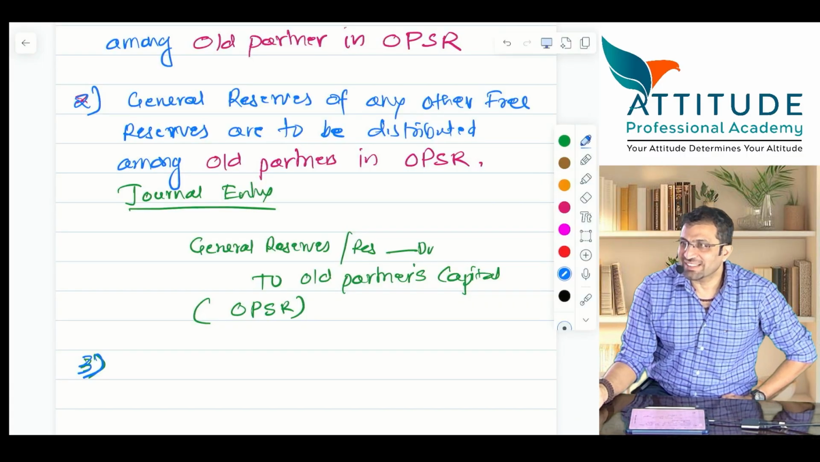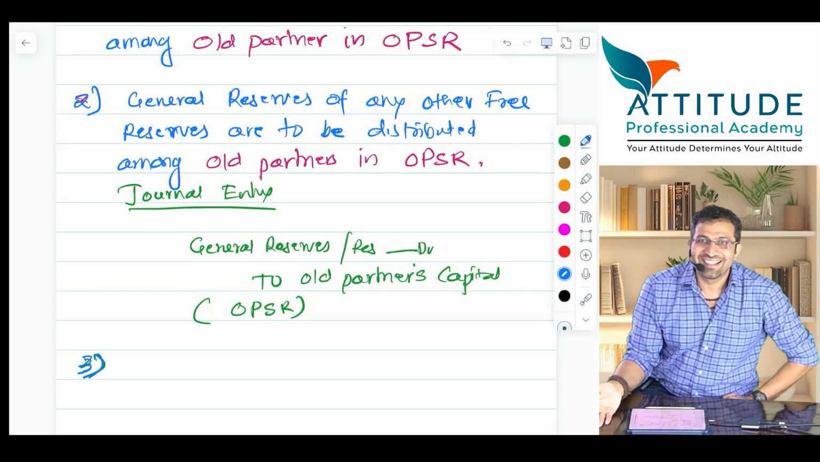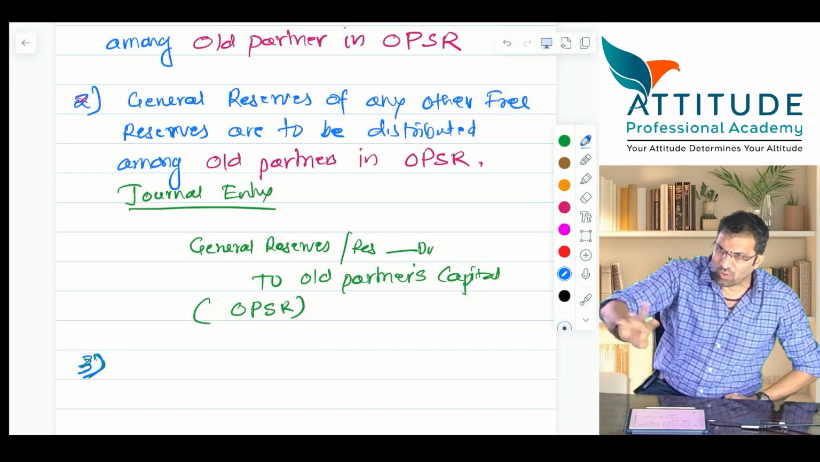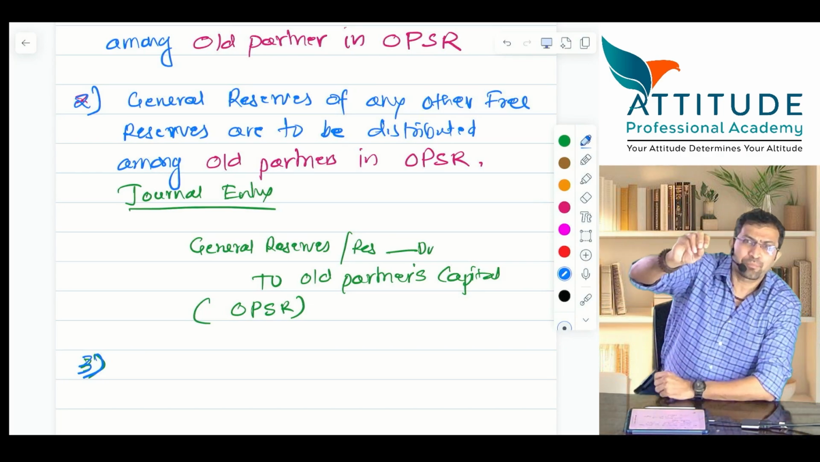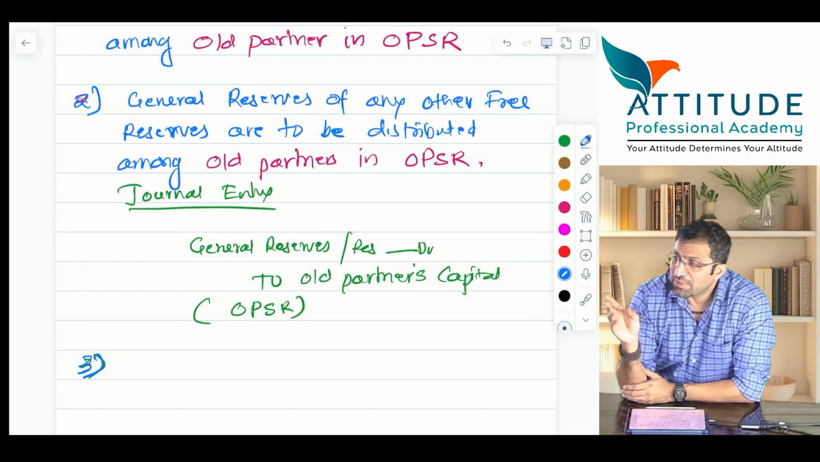What will you say? Sir, how can that be? You have just come yesterday, and because of you our partnership broke. So tell me, revaluation, whether profit or loss, if it is a profit you get it, if it is a loss you have to bear it, the old partners. So tell me, what is the logic behind revaluing the assets and liabilities? Tell me, what is the logic?